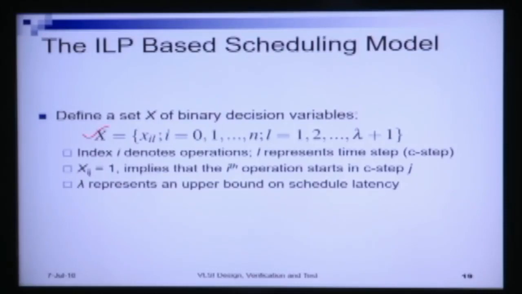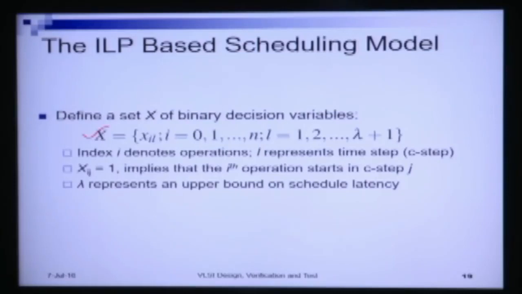So, here index i denotes operations and l denotes time step, and the variable x_ij will be set to 1 only when the ith operation is scheduled to start in time step, or C step, j. So, x_ij equals 1 implies that the ith operation starts in C step j, and lambda represents an upper bound on the schedule latency.